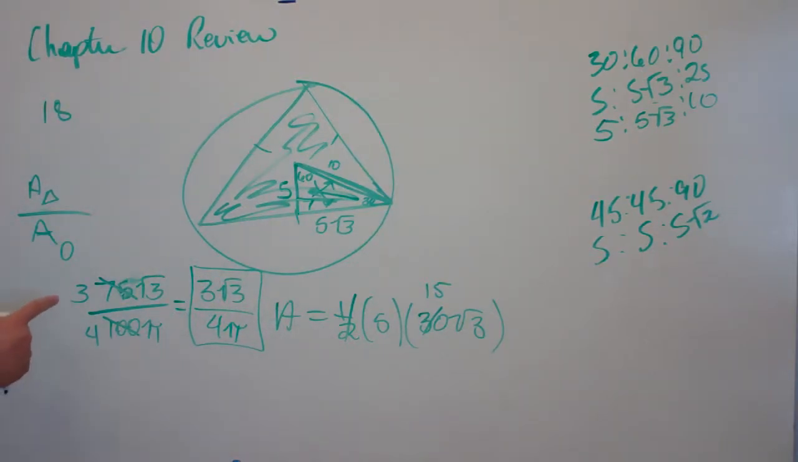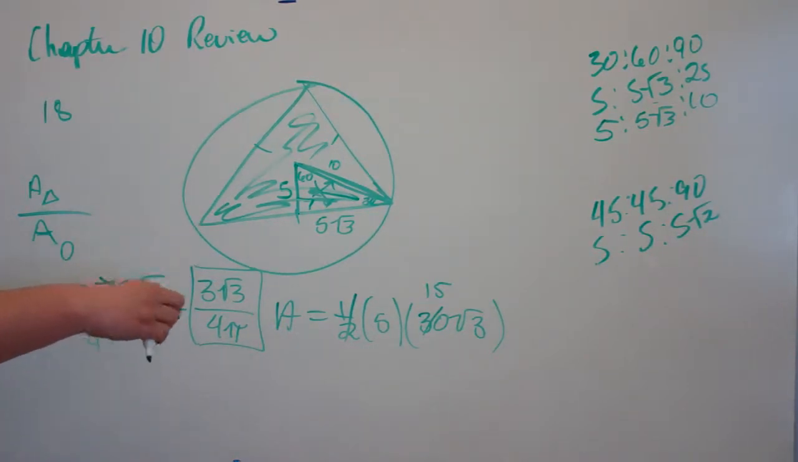Alright, remember, area of the triangle divided by area of the circle. Area of the circle is simply pi r squared. R is 10. 10 squared is 100 pi. Find the area of the triangle.